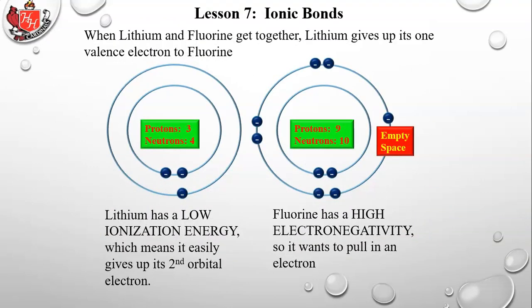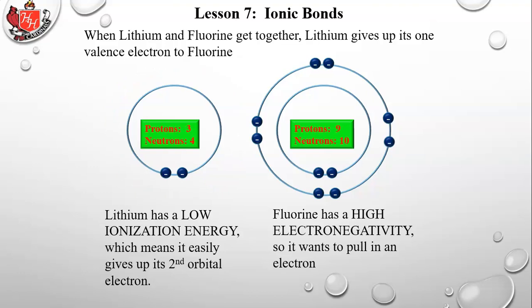Okay, when lithium and fluorine get together, lithium gives up one of its valence electrons to fluorine, like that. Lithium has low ionization energy, which means it easily gives up its second orbital electron. It doesn't take very much energy to take away that second orbital electron. Fluorine has a high electronegativity, so it wants to pull in an electron, and therefore it takes the electron away from lithium. And lithium then loses its second orbital.